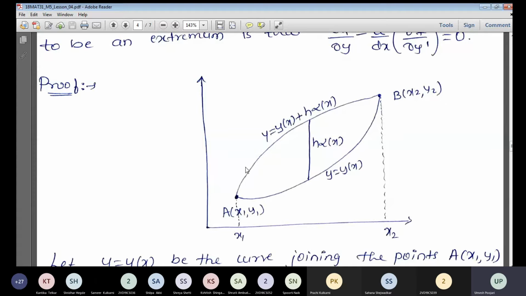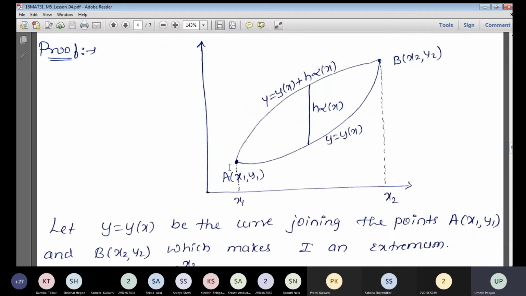What is the distance between these two curves at the points A and B? Do you have any distance between these two curves at the points A and B? No, because at the point A, these two curves coincide. Yes or no? At the point B, these two curves coincide. Therefore, there is no distance between these two curves at the points A and B, but elsewhere you have the distance as h into alpha(x).